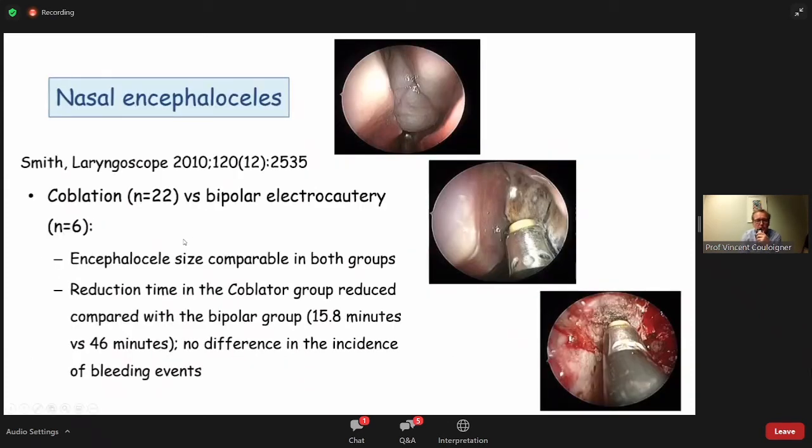Another interesting study published in the Laryngoscope in 2010 regards nasal encephalocele. The authors used coblation in 22 patients to remove nasal encephalocele, and they compared with a series of 6 patients operated on with bipolar electrocautery. The sizes of the encephalocele were comparable in both groups. And the authors found a reduced operative time using the coblation as compared to bipolar electrocautery. There was no difference in the incidence of bleeding events. And you can see here the encephalocele progressively removed using the coblation.